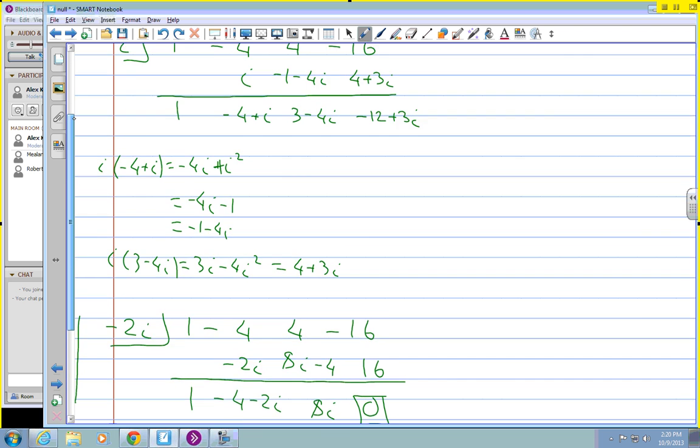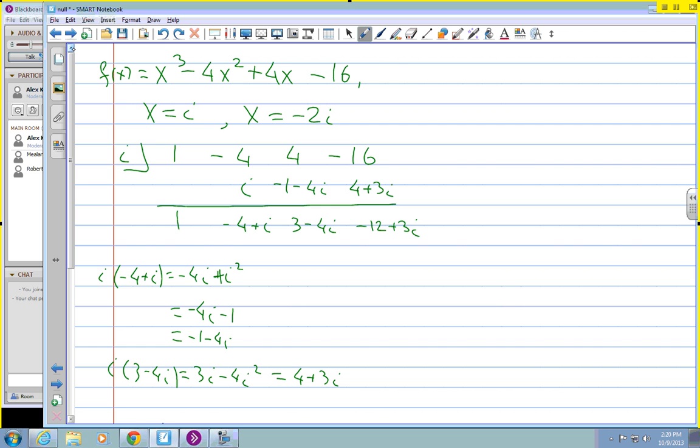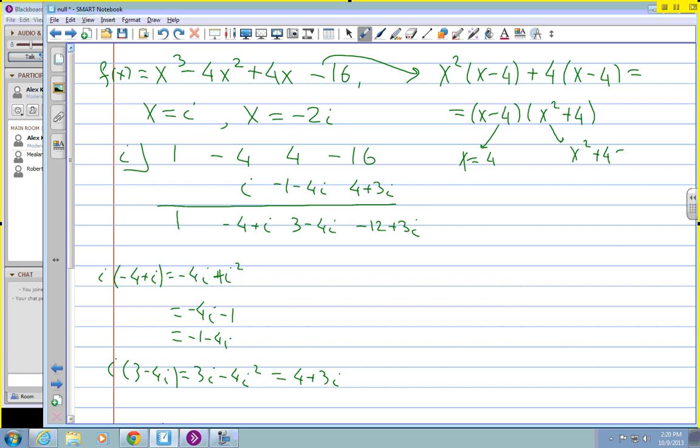Because we can do this one by factoring, right? We can factor that one by grouping, can't we? What can I pull out of the first two terms? x squared leaves us with x minus 4. What can I pull out of the next two terms? So 4 leaves us with x minus 4. So we get x minus 4 and then x squared plus 4. Right? We set that one to 0, x equals 4. We set that one to 0, x squared plus 4 equals 0.